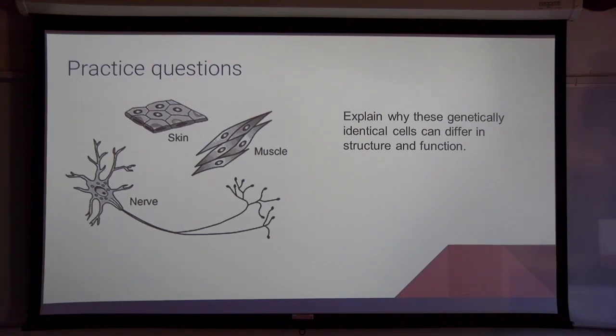Let's do another one. I have a nerve cell, skin cell, and muscle cell. Explain why they're genetically identical. If they're genetically identical, how is it that they have different structure, they look differently, and they have different functions? Same genetic information, yet they look different and have different functions. How's that possible?